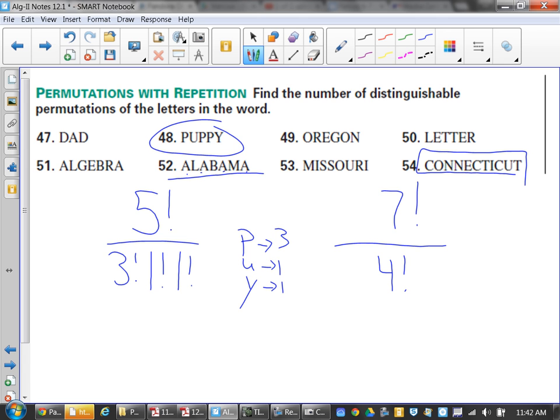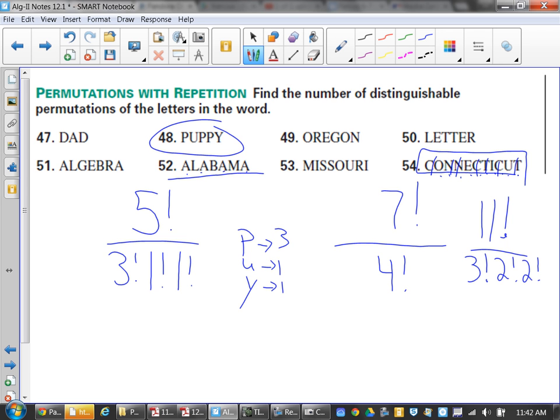In Connecticut, 1 little, 2 little, 3 little letters, 4 little, 5 little, 6 little letters, 7 little, 8 little, 9 little letters, 10, 11 letters. So 11 factorial. C is 1, 2, 3, so we have 3 factorial. N is 2. O is once, N is 2, T is 2, and T is 2.